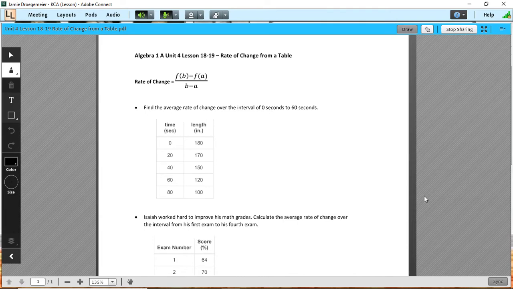The rate of change is going to be equal to f of b minus f of a divided by b minus a. A lot of times you're going to see this as y1 minus y2 over x1 minus x2. Basically, what we're saying is the inputs of your function are going to be in your denominator. We're going to subtract the outputs up in the numerator.